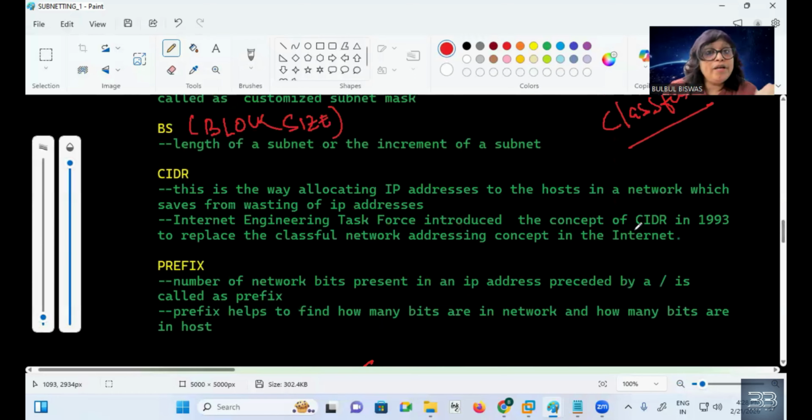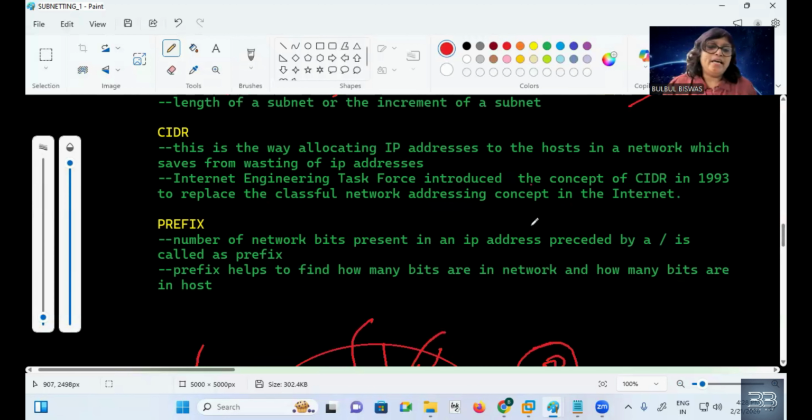Because whenever we are doing the subnetting, of course, we are doing it on the basis of some requirement. So an IT admin is designing a subnet with a fixed block size. Is it clear? So the number of hosts per subnet is called the block size. We call it increment, or we can say the length of the subnet.